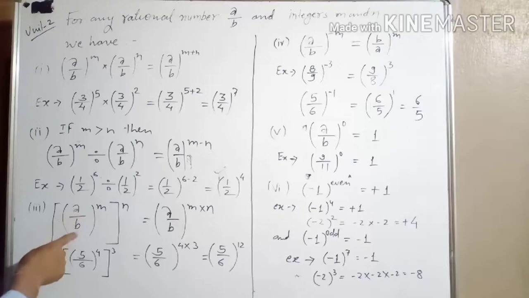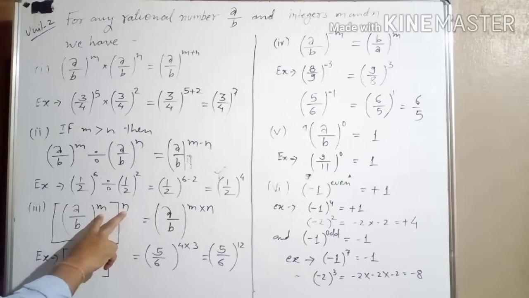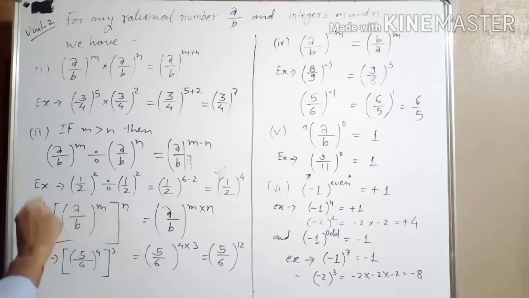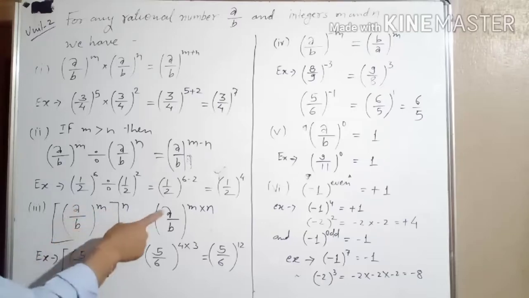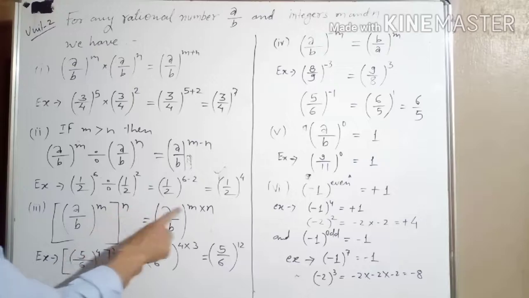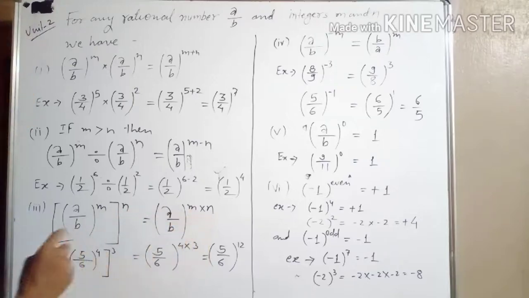Here, ((a/b)^m)^n. There is such a number, with a power inside a bracket and a power outside of the bracket. In that case, you can multiply the powers. Keep remember, multiply the power. No need to add. Here we have to multiply because one power is inside the bracket and the other power is outside of the bracket. In that case, the powers will be multiplied with each other. Here a upon b becomes as it is and the power m into n.